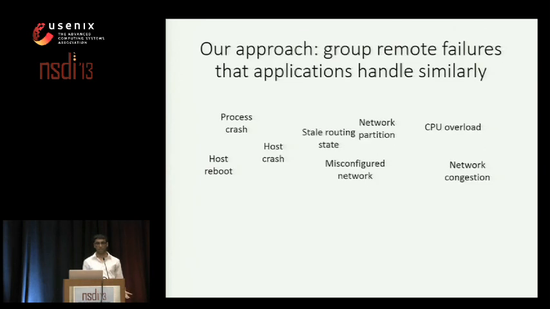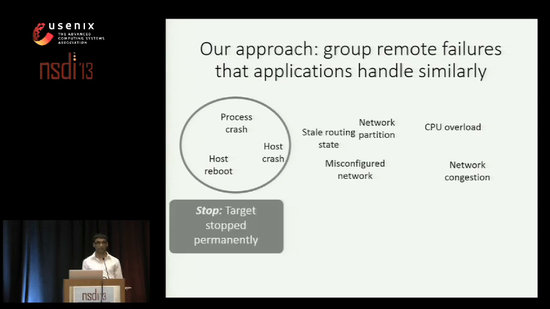So consider these three failures: process crash, host reboot, and host crash, in the context of a client process monitoring a target process. What is common for these failures is the knowledge that the specific instance of the target process has lost its volatile state and has stopped executing permanently. So now the client does not have to worry about the case that the target is actually alive, and it can take immediate recovery actions.